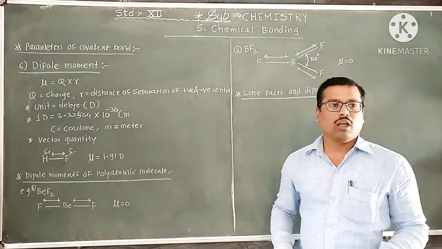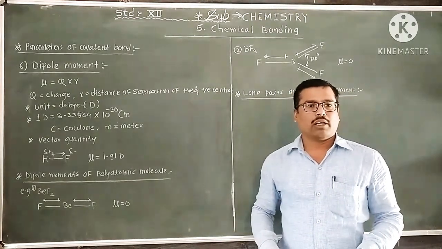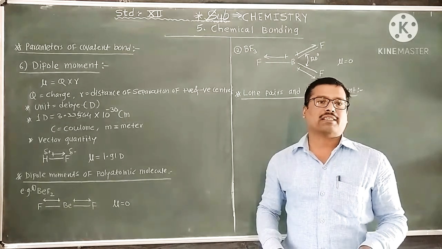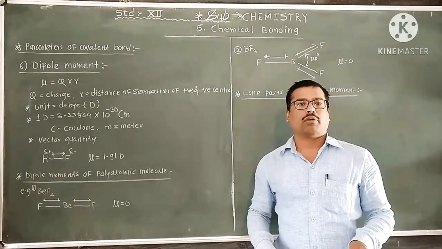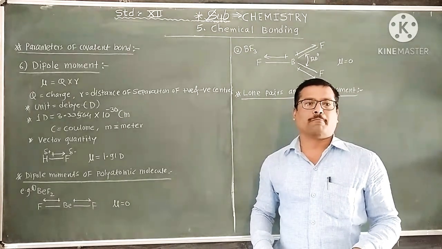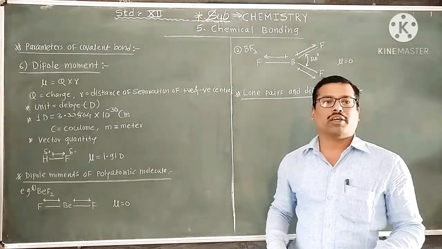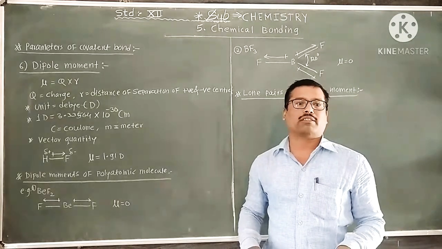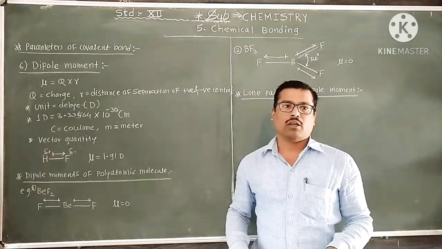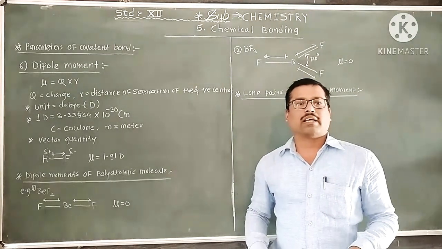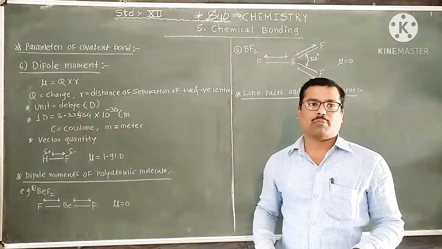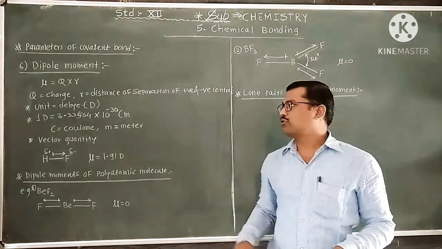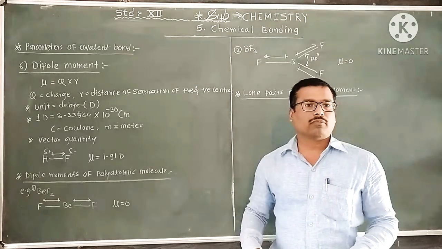Here, in a polyatomic molecule, each polar bond has its own dipole. Poly means many. In a polyatomic molecule, each polar bond has its own individual dipole moment. Since dipole moment is a vector quantity, as you know, this is a vector quantity.